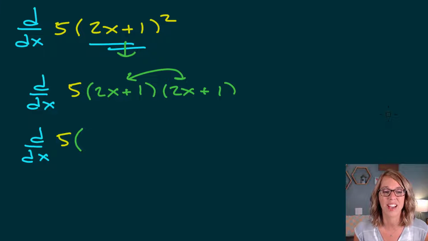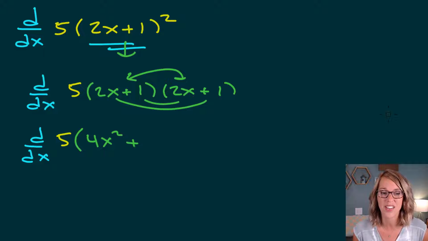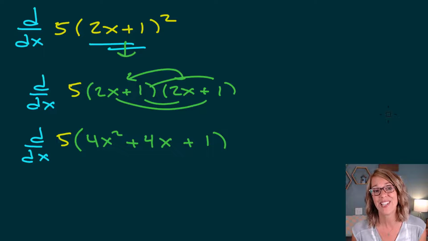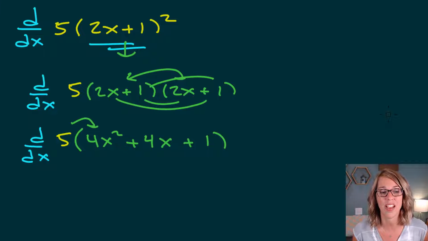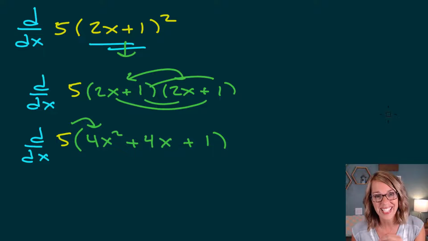Okay, so multiplying this out, 2x times 2x, that's going to be a 4x squared. Again, I'm just using FOIL. And then outer is a 2x, inner is another 2x, so that gives me plus 4x. And then on the end, I've got 1 times 1, which is plus 1. I'm going to continue to simplify. Let's bring that 5 through. The more simplifying I can do in the beginning, the easier my derivative is at the end.